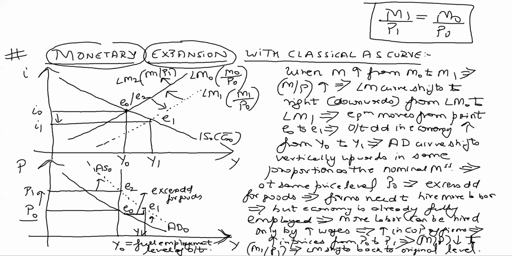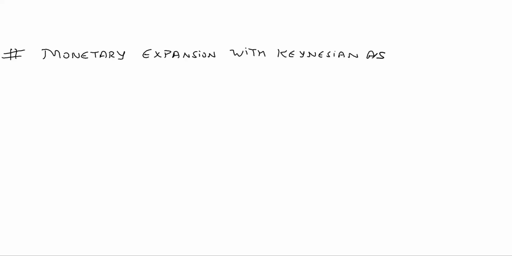Okay, then let's do the last thing for the day, after which we stop. You know the last thing, right? Monetary expansion with the Keynesian AS curve. And you know the answer also. Monetary expansion with the Keynesian AS curve.